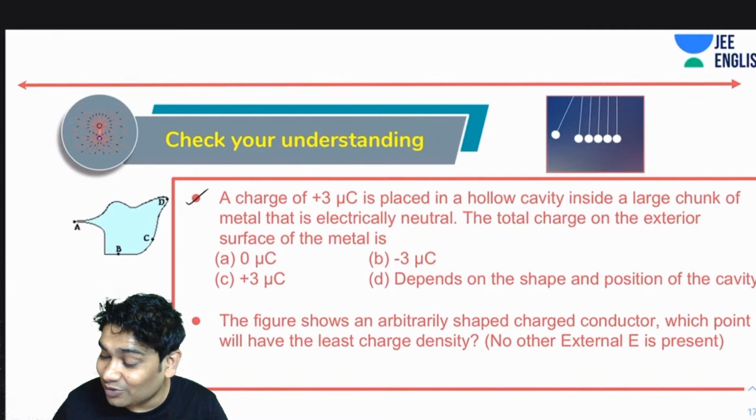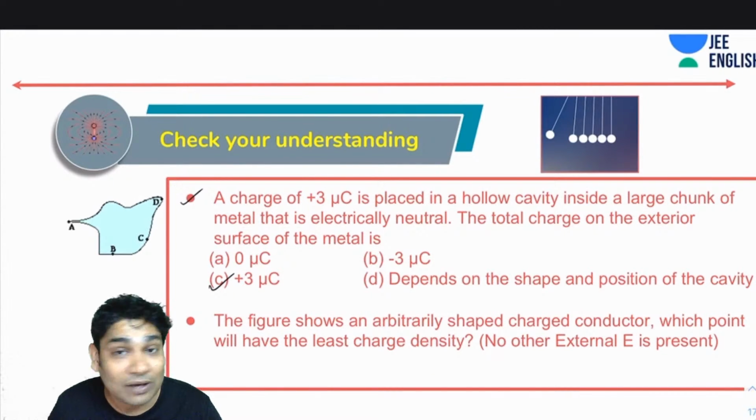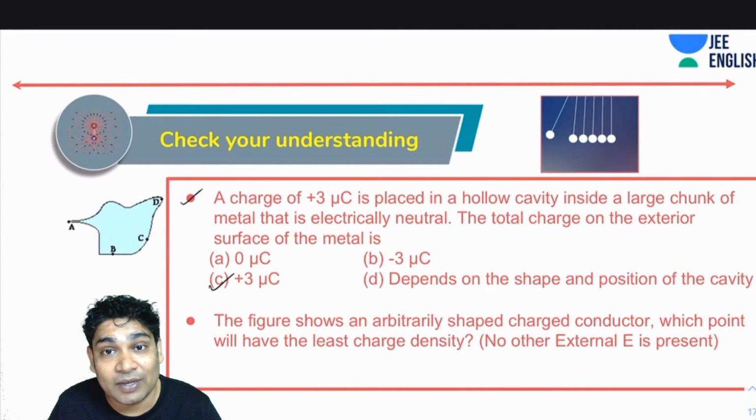The answer is plus 3 microcoulomb. That is the answer. It doesn't matter where the cavity is, how big the cavity is, or what the shape of the cavity is. If the cavity has a charge of plus 3 microcoulomb, the inner walls of the cavity will get a charge of minus 3 microcoulomb. And because the metal was electrically neutral, the outer surface will always get a charge of plus 3 microcoulomb.